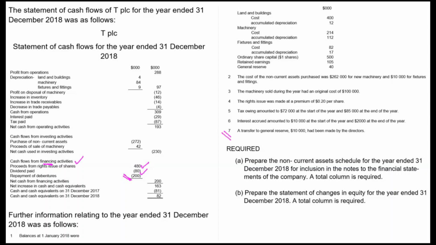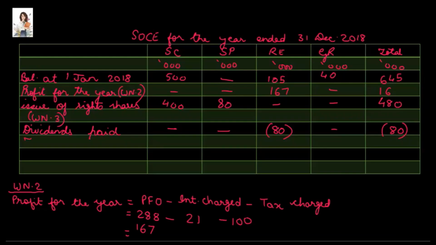We can now look at point number 7 in the additional information. A transfer to general reserve of $10,000 has been made by the directors. So the transfer to general reserve will be made from the retained earnings. $10,000 gone from the retained earnings and $10,000 will be added to general reserve. So there is no change in the total column. We can now find out the balance on the last day of the year, that is 31st December 2018. Just total all the columns.